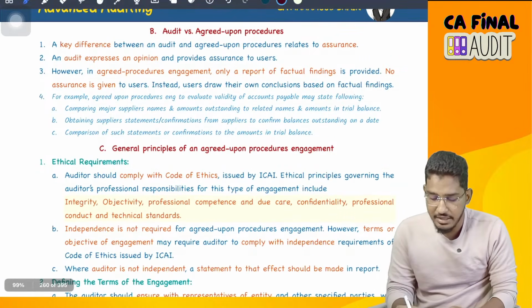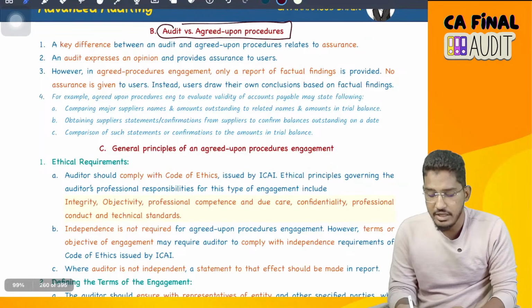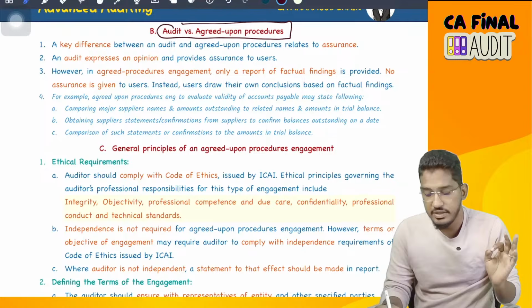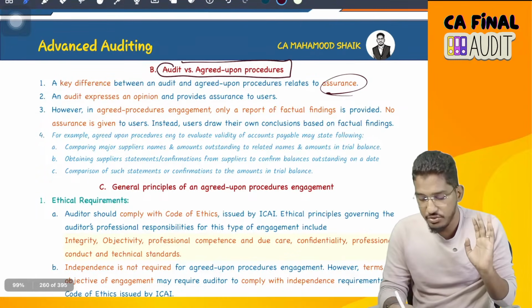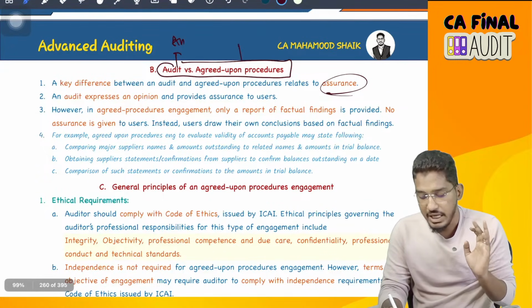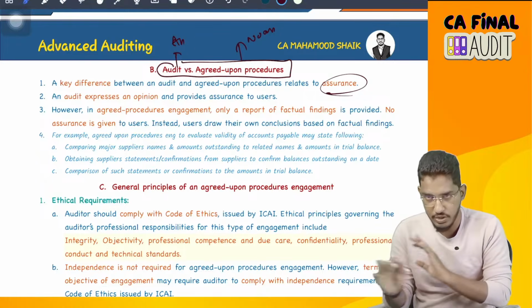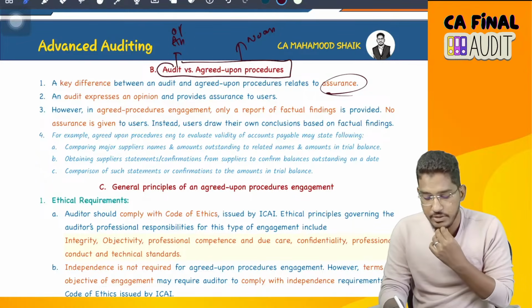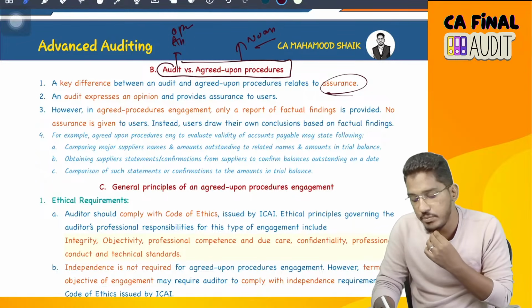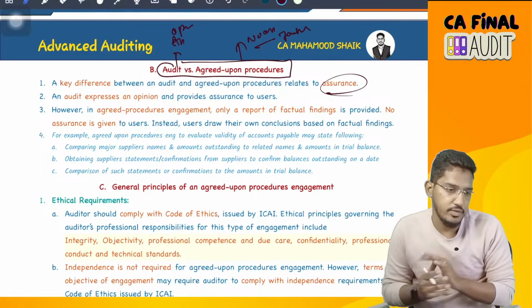Okay. Once again, what is the difference between audit versus agreed upon procedures? The main point of difference is assurance. In the audit there will be assurance. In agreed upon procedures, there will be no assurance, nothing. In audit we express an opinion; in agreed upon procedures we report our factual findings only.